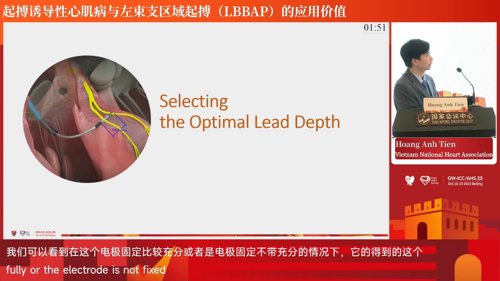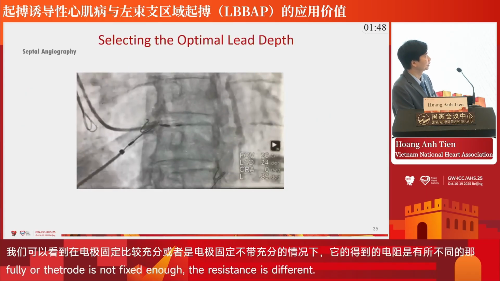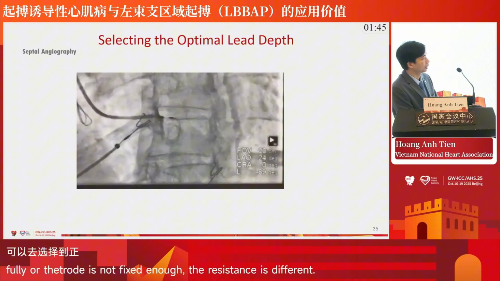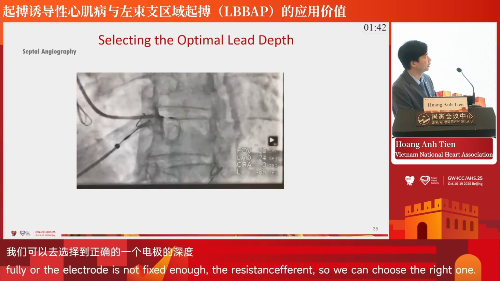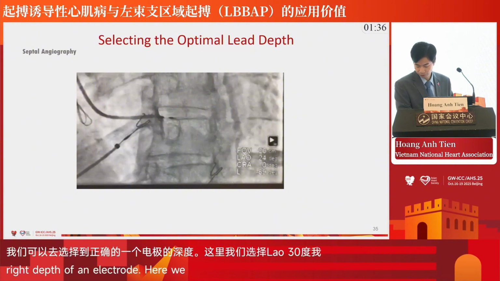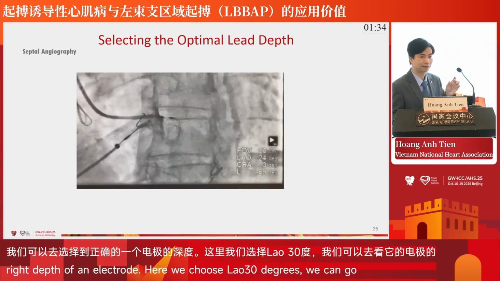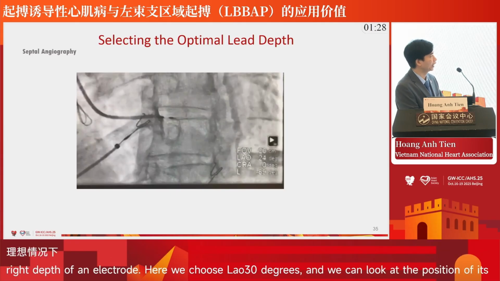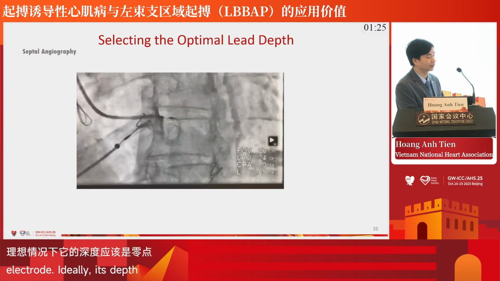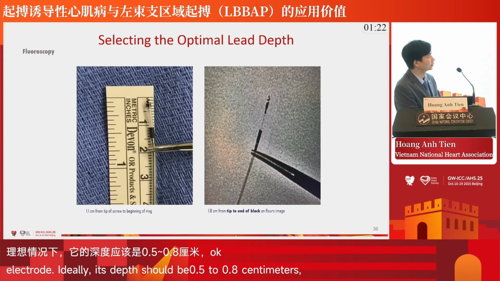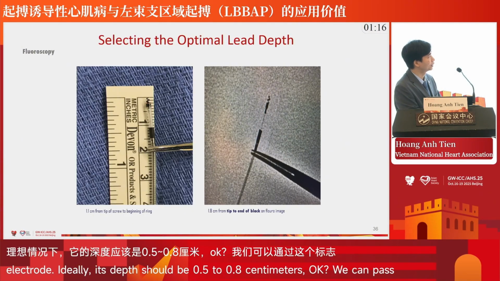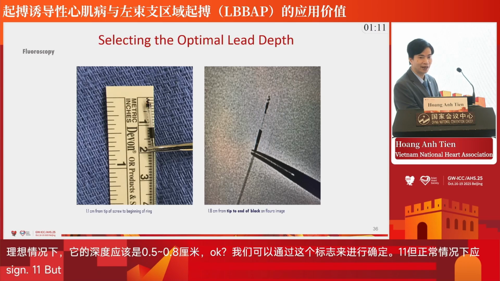And the next step is selection of the optimal lead depth. Here we can use the LAO 30 degrees and look at the position of the tip. The position of the tip is ideally about 0.5 to 0.8 centimeters. And we can calculate it by the marker, the right marker of the tip. And the normal is 1.1 centimeters from the beginning to the end of the tip.